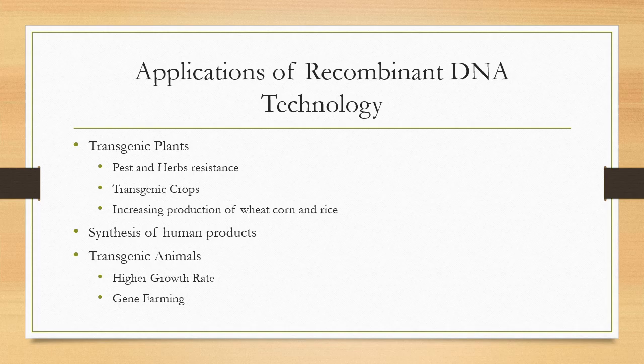There is another use of this technology in the synthesis of human products. Plants are engineered to produce human hormones, clotting factors, and antibodies in their seeds. For example, an antibody made by corn can deliver radioisotope to tumor cells. So tumor cells can be treated with this antibody.